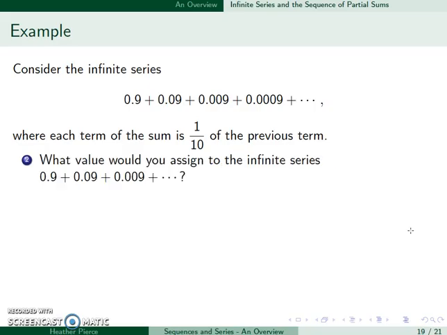So now let's see, what value would we assign to the infinite series? Well, we saw the pattern that was 0.9, 0.99, 0.999, 0.9999, and we can see that this continues, and that these numbers are getting closer and closer to 1. So we would assign the infinite series the value of 1.